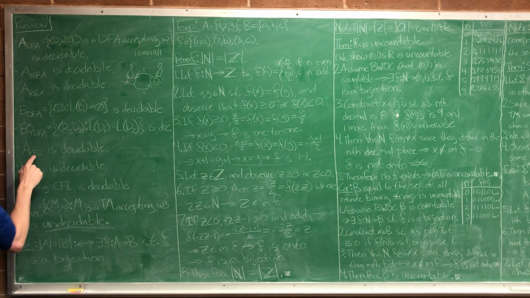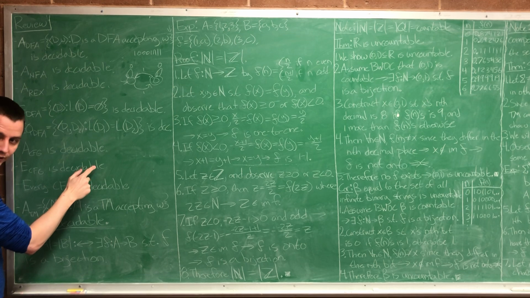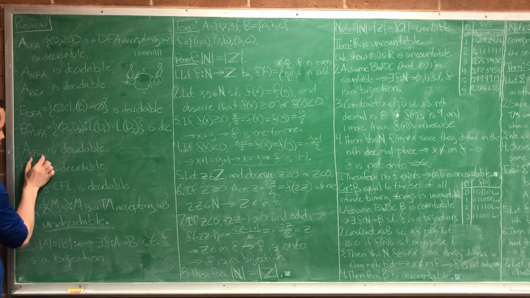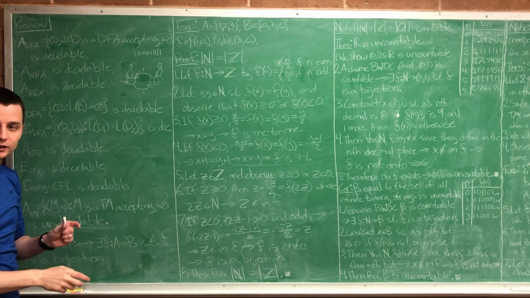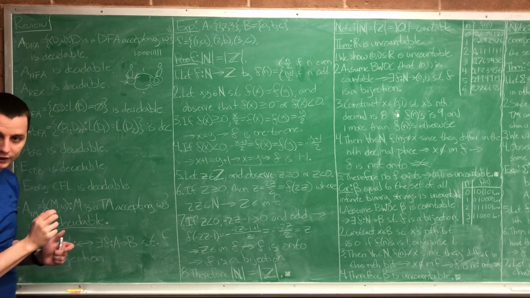We showed that the acceptance problem for context-free grammars was decidable. You give me a context-free grammar and a string, I can tell you, yes, that string is generated by that context-free grammar, or no, that string is not generated by that context-free grammar.